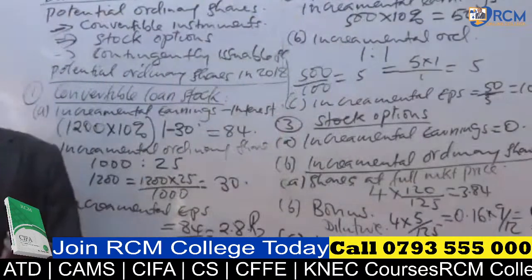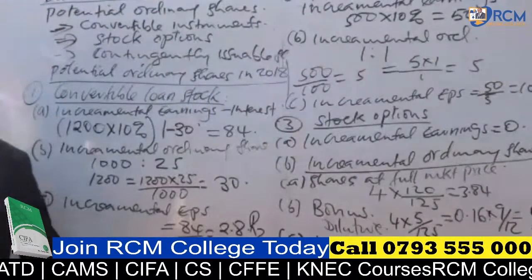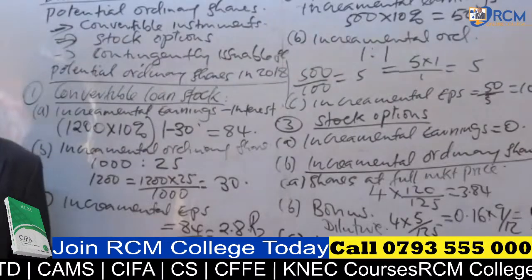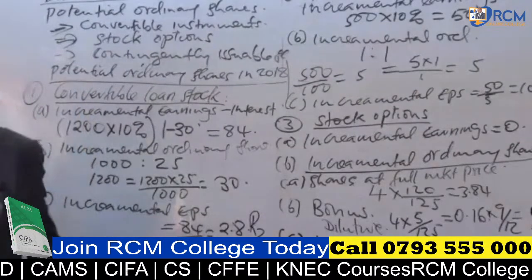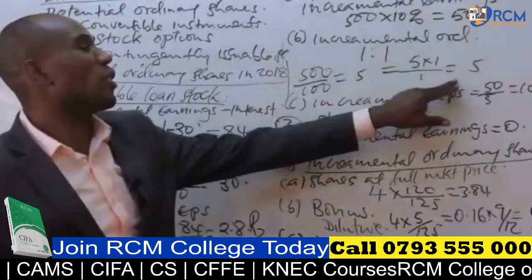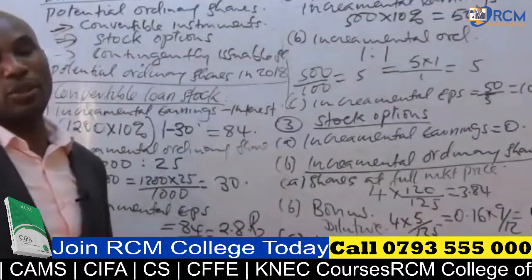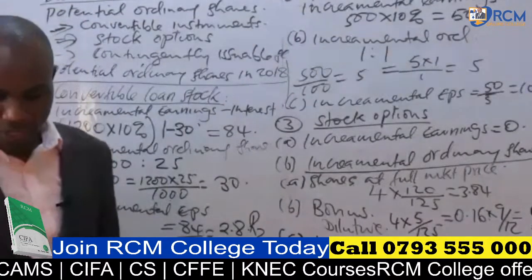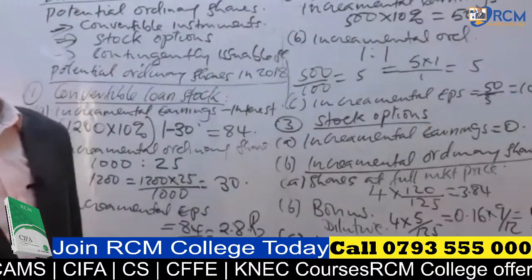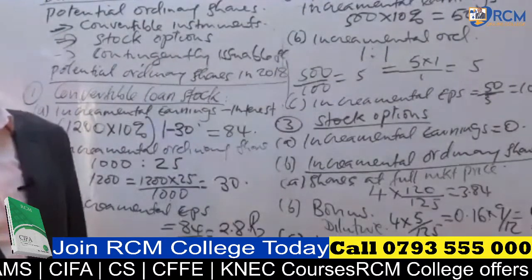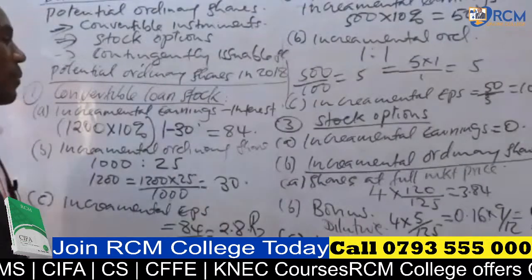Therefore, the examiner will ask you sometimes for anti-dilutive potential ordinary shares. Compute the anti-dilutive; you will use the same procedure. Therefore, those 5 million shares are anti-dilutive.